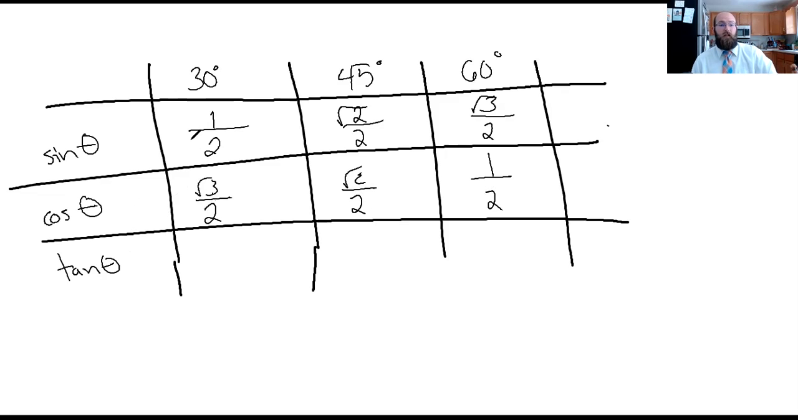Tangent, remember, is sine divided by cosine. So if I look at these, my 2's are going to cancel. And I'm left with a 1 over square root of 3, which I talked about a second ago. If you rationalize that, you have square root of 3 over 3.